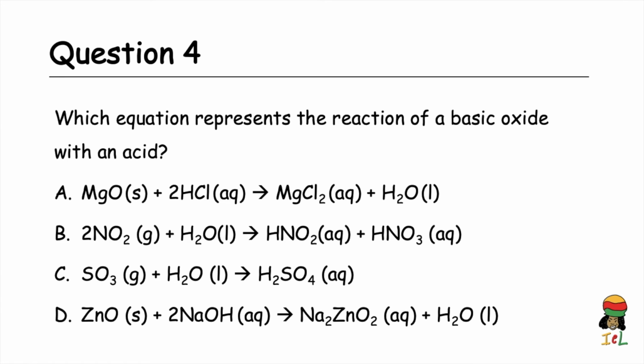Question 4. Which equation represents the reaction of a basic oxide with an acid? A. Magnesium oxide reacts with hydrochloric acid to produce magnesium chloride and water. B. Nitrogen dioxide reacts with water to produce nitrous acid and nitric acid. C. Sulfur trioxide reacts with water to produce sulfuric acid. D. Zinc oxide reacts with sodium hydroxide to produce sodium zincate and water. The answer is A. Magnesium oxide reacts with an acid to produce salt and water as the only products. So magnesium oxide is a basic oxide.